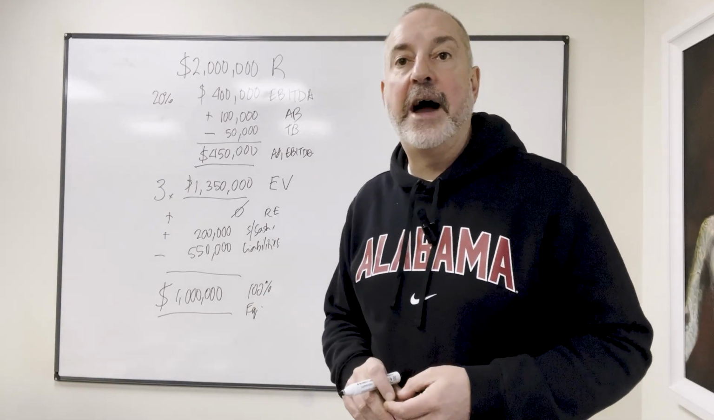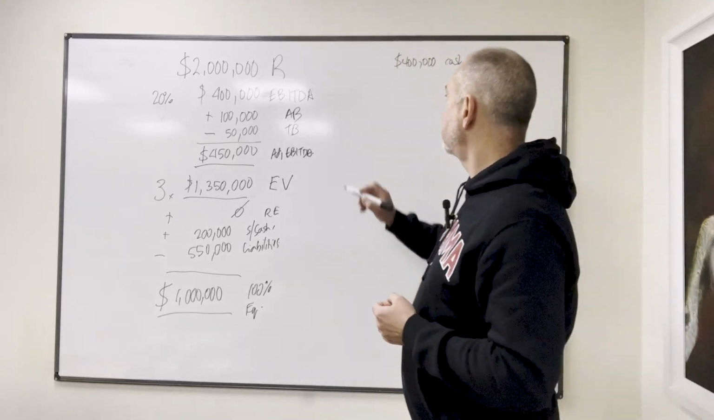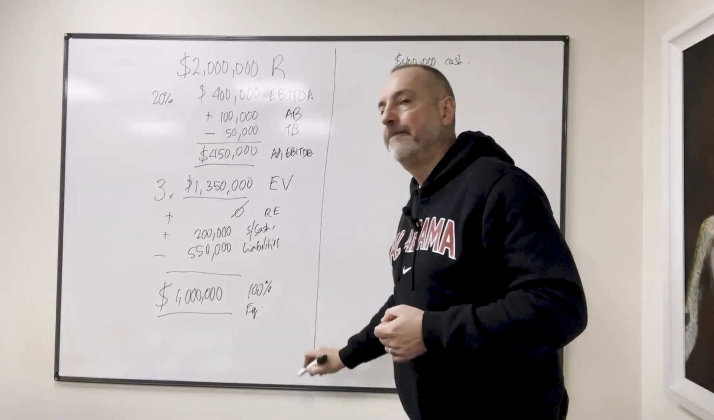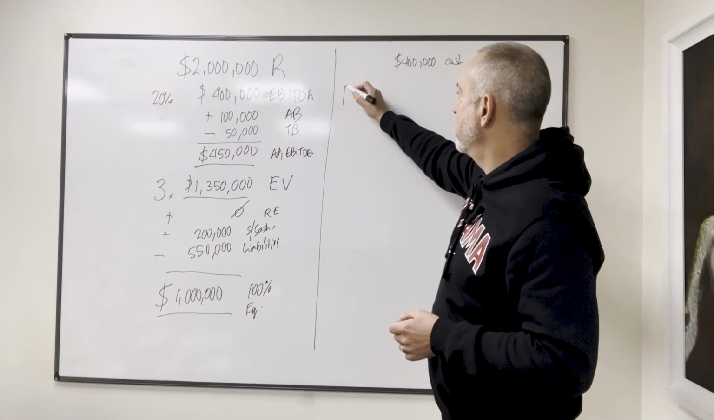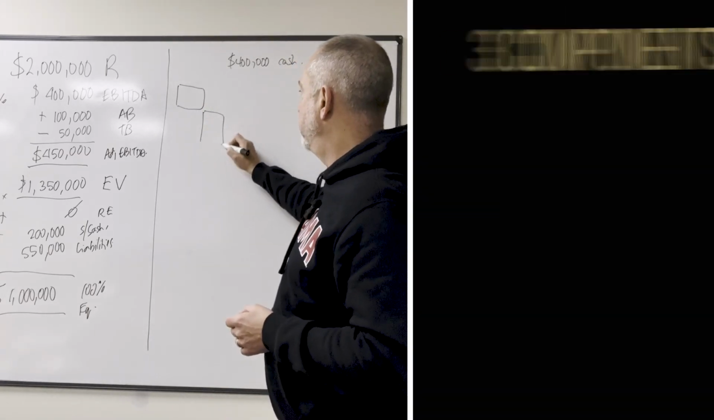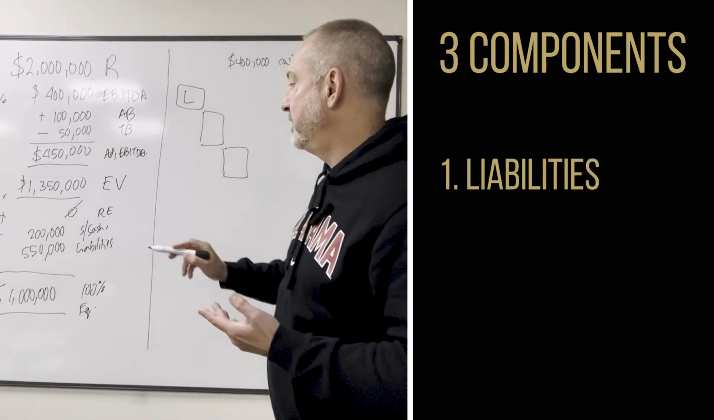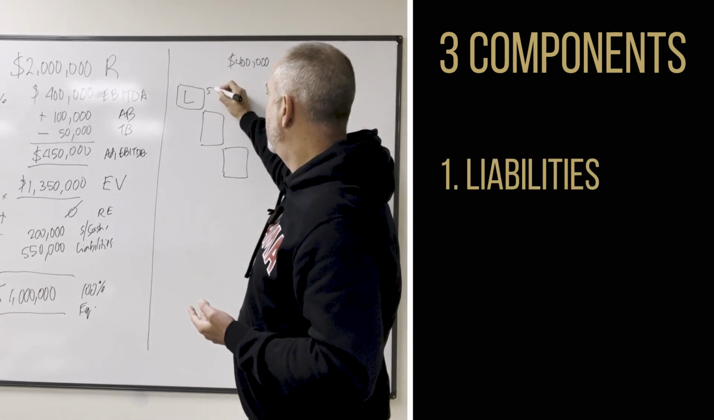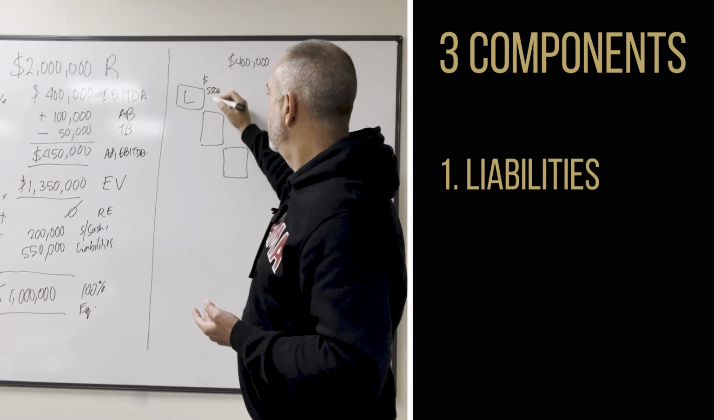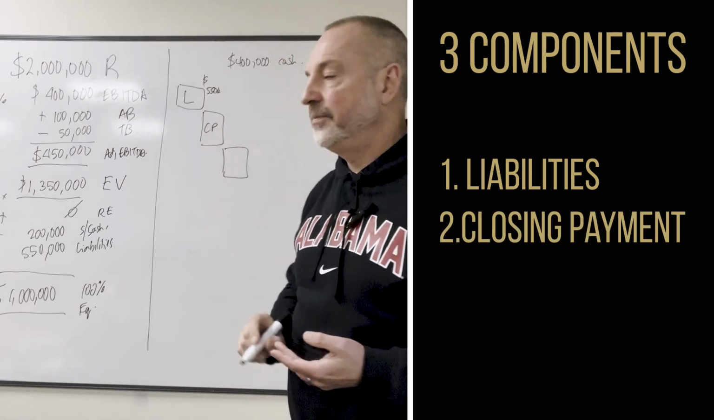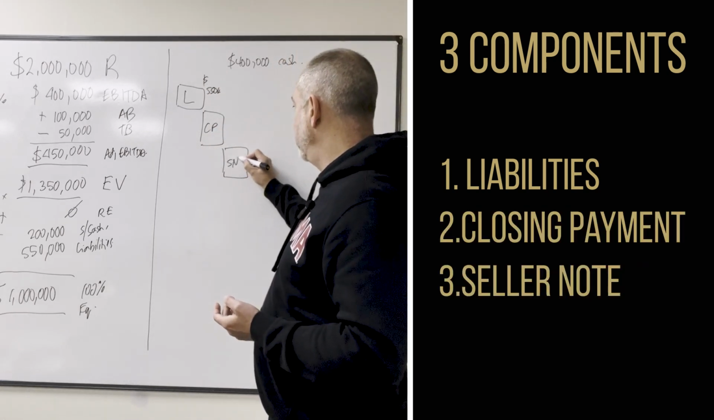So once I've figured that out, now I've got to decide what's my deal structure, okay? So remember, when you're buying a business, there's three components. You've got the liabilities that you're inheriting, which in our case are 550K. You've got the closing payment, and then you've got the seller note.